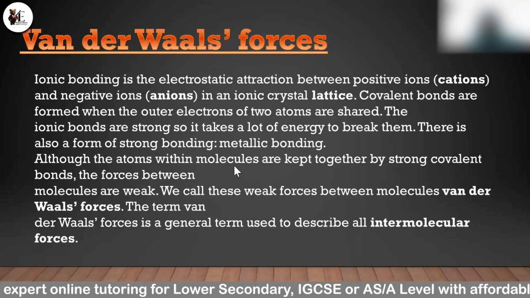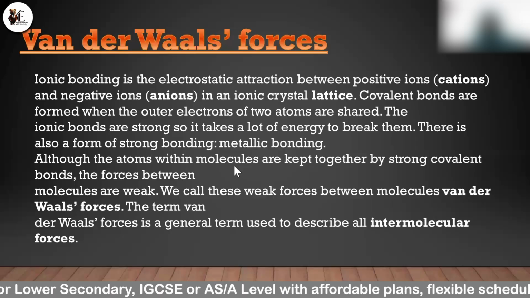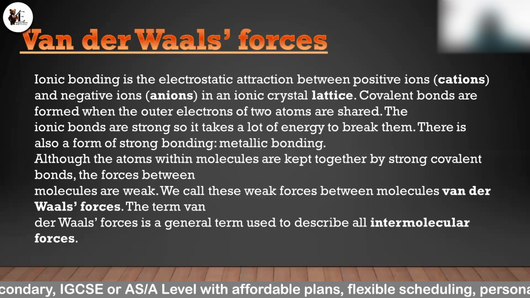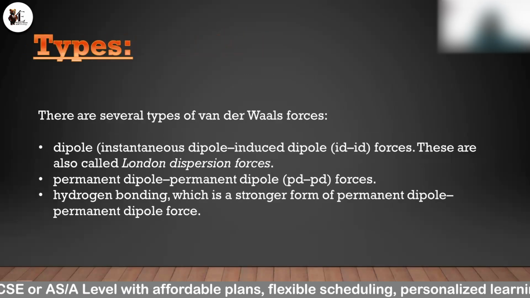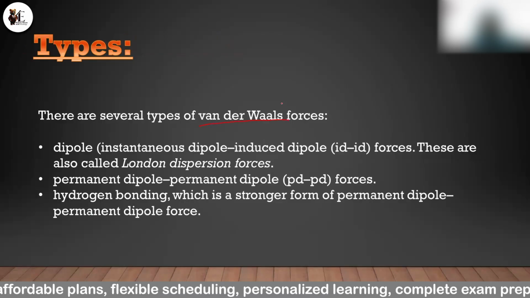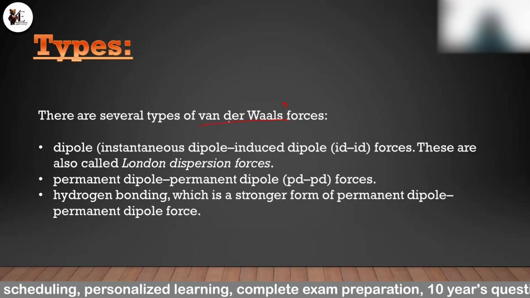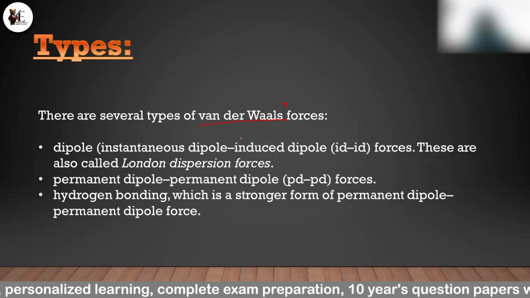Whenever you write van der Waals, always remember that v should be small, d is also small, and W is capital. There are several types of van der Waals forces. This is the correct method of writing the name, because it is the name of the scientist: v small, d small, and W capital.